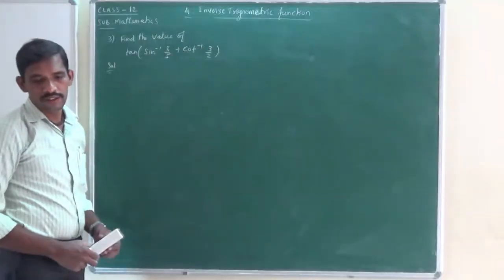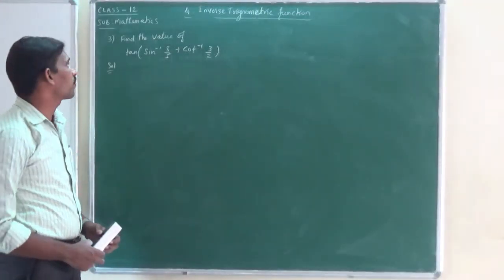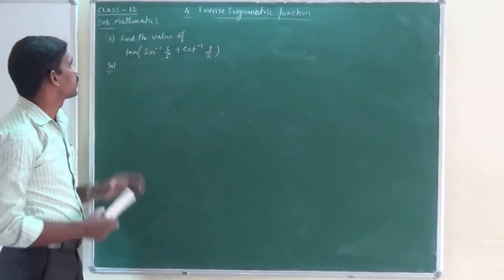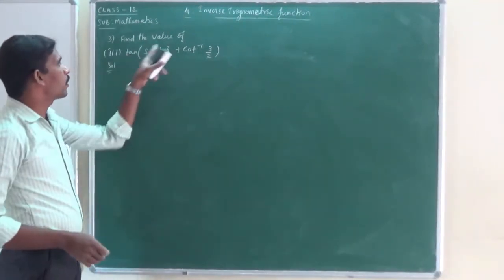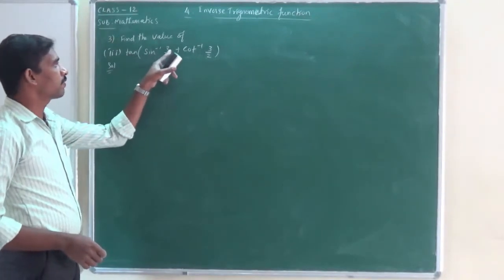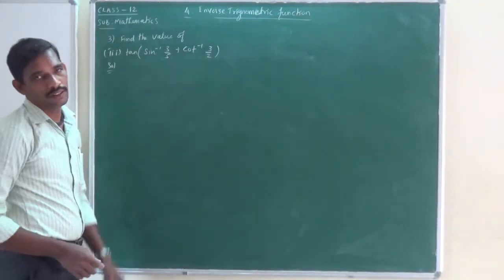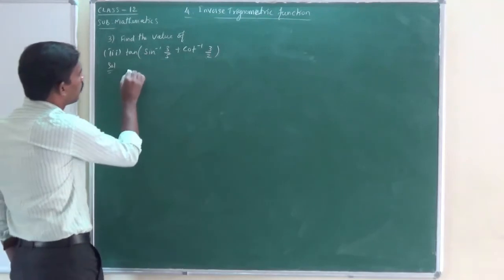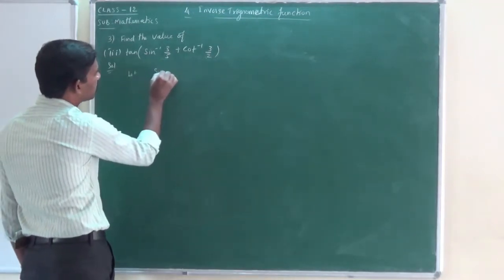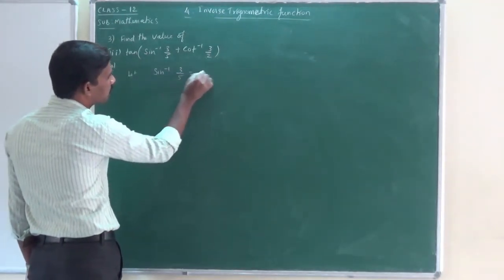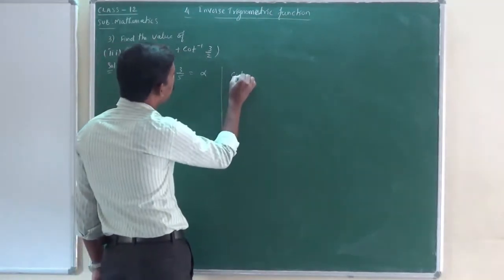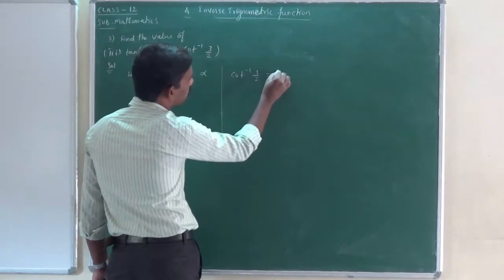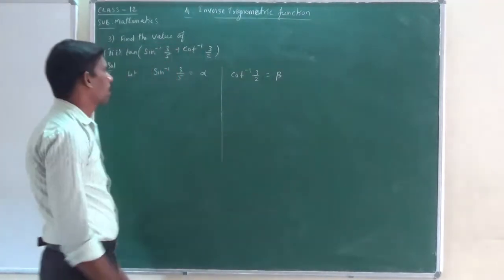Okay? This is exercise number 4.5, question number 3 and subdivision also 3. Find the value of tan of (sine inverse of 3 by 5 plus cot inverse of 3 by 2). I take first sine inverse of 3 by 5 equal to alpha, and cot inverse of 3 by 2 equal to beta.